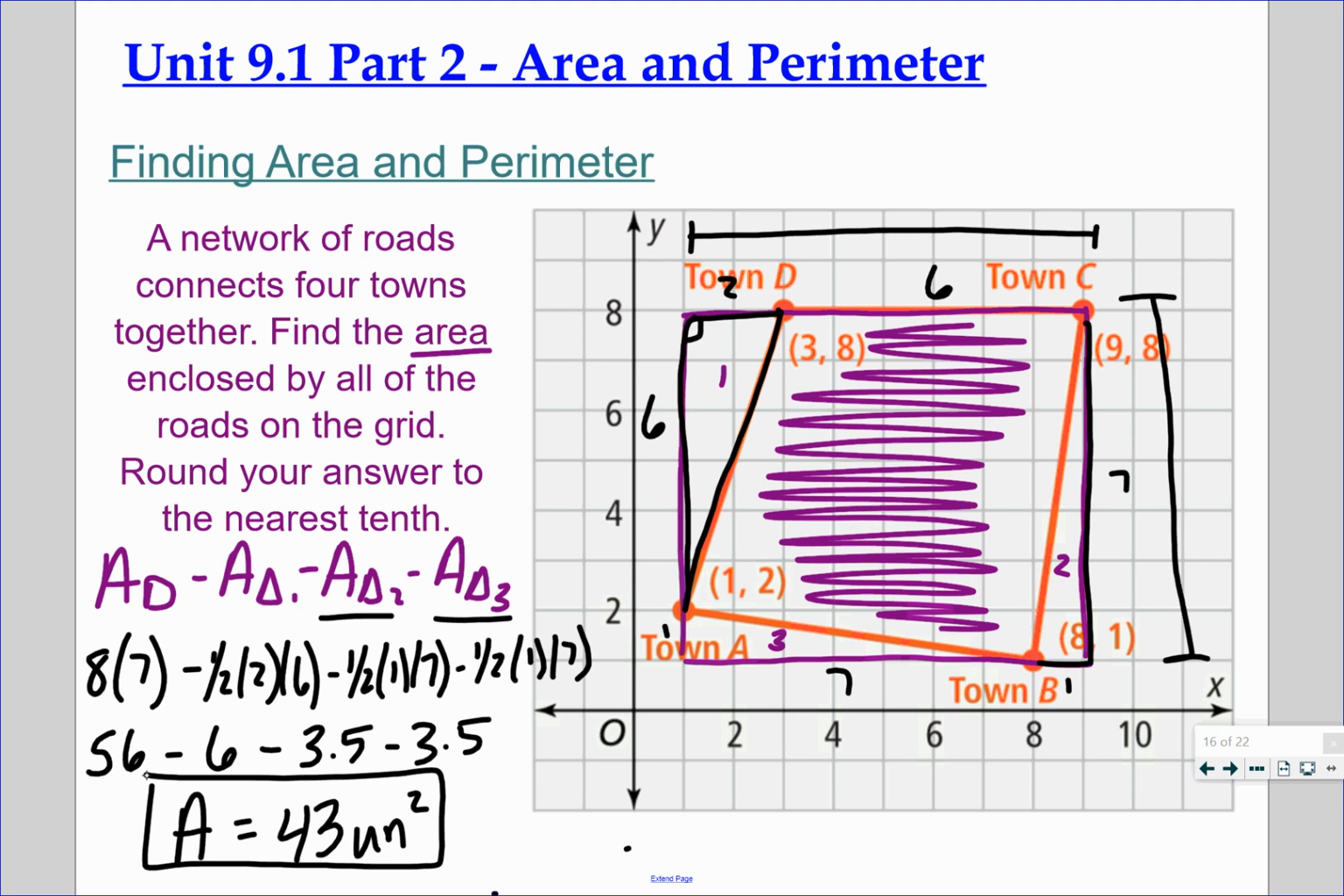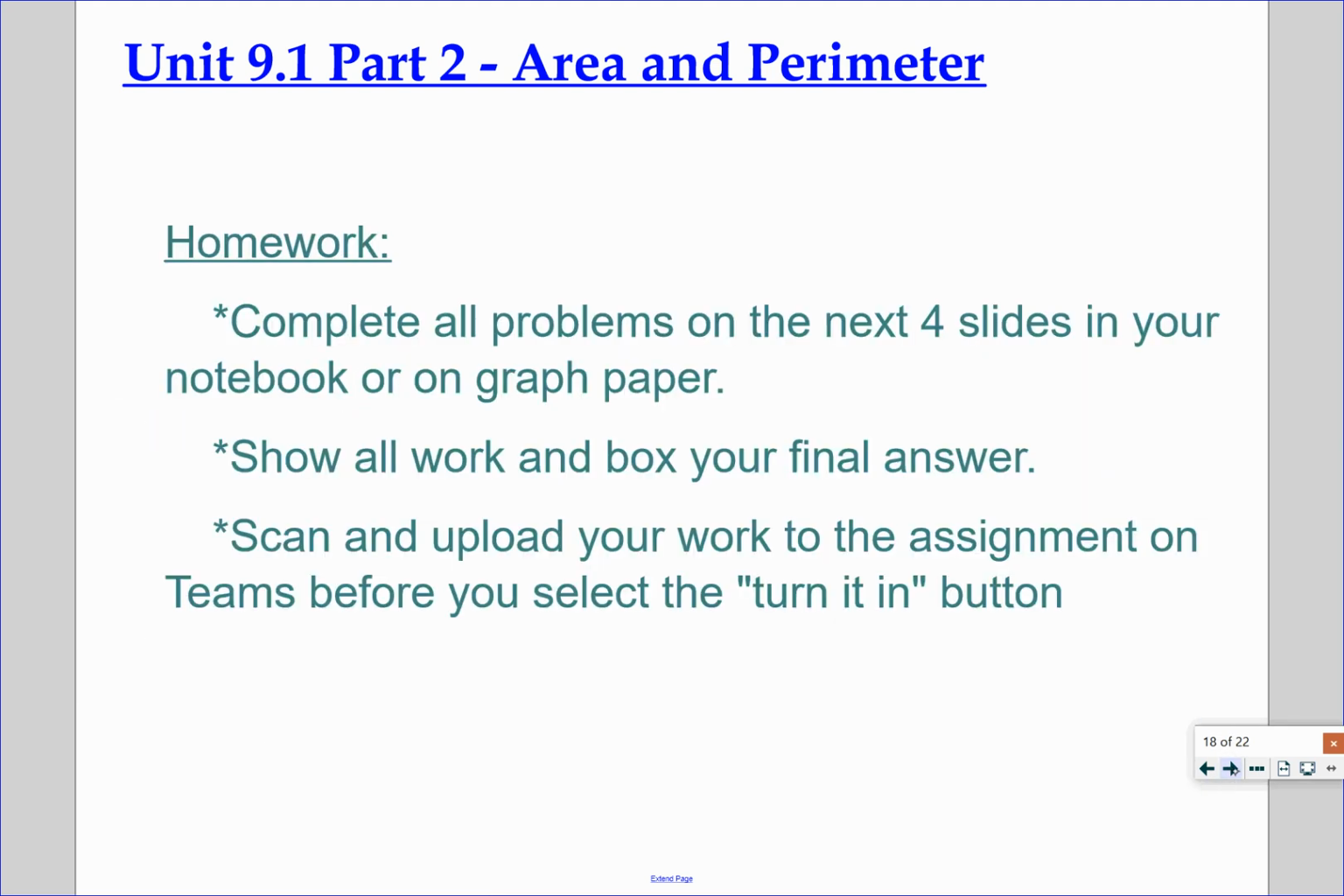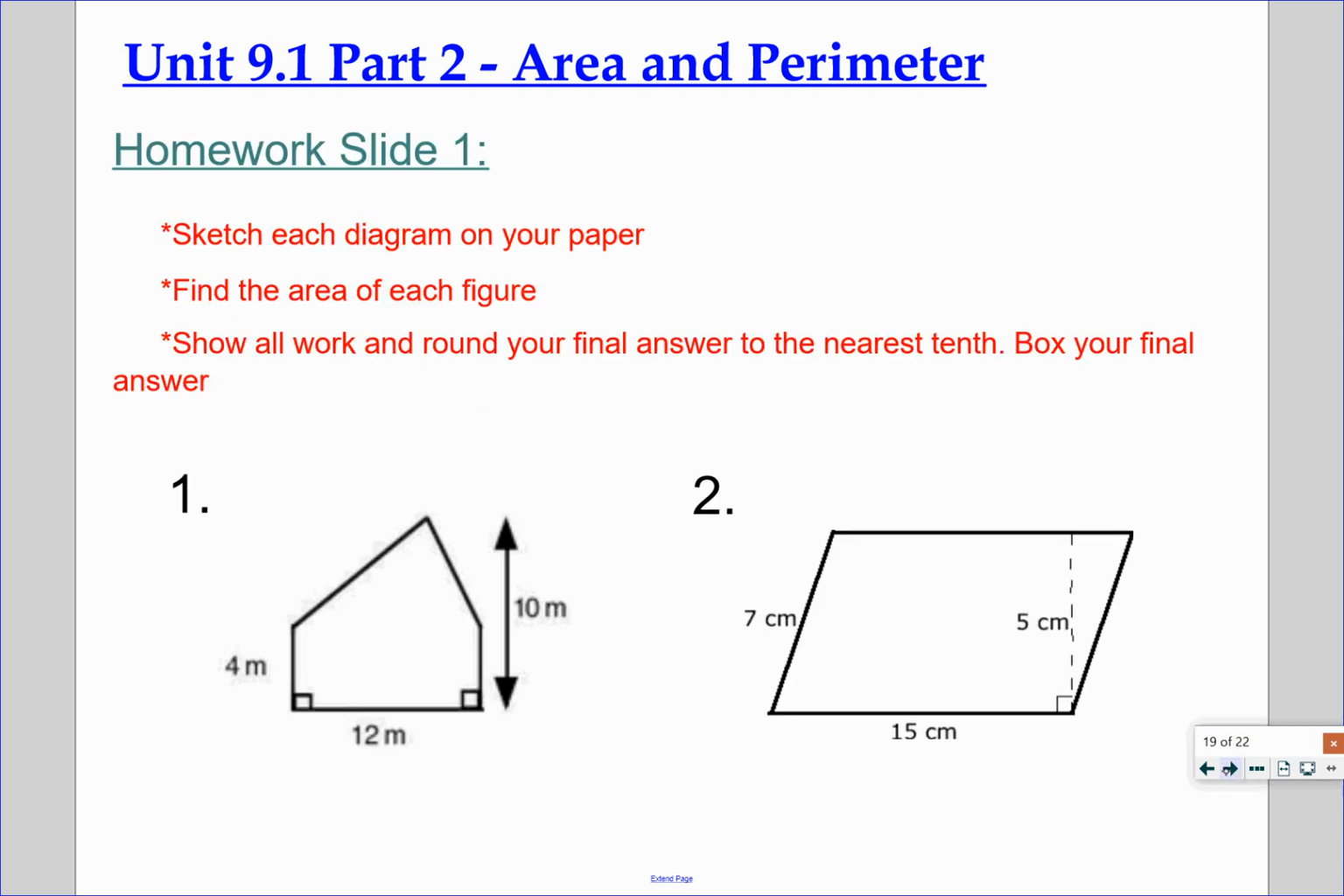All right, last but not least, I want you guys to try a couple of these on your own for homework. In your homework, make sure you are showing all of your work, boxing your final answer. You'll scan your work, upload it, and turn it into this assignment. Your homework is found on the next 4 slides. So here's slide number 1. If you want to pause and copy, you can, or you can use the blank version of the notes also posted with the assignment to get those problems.